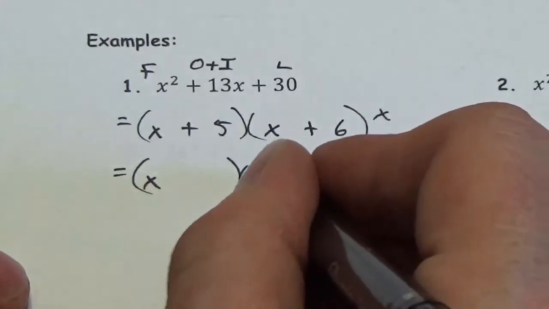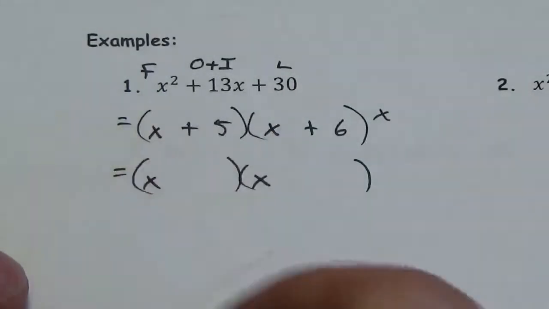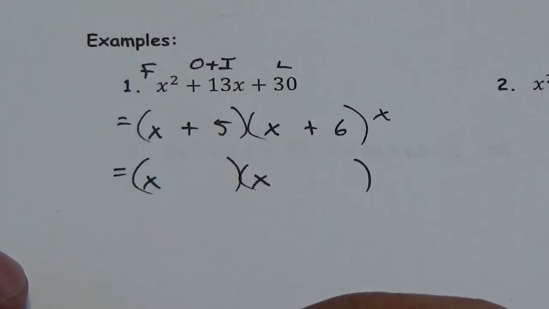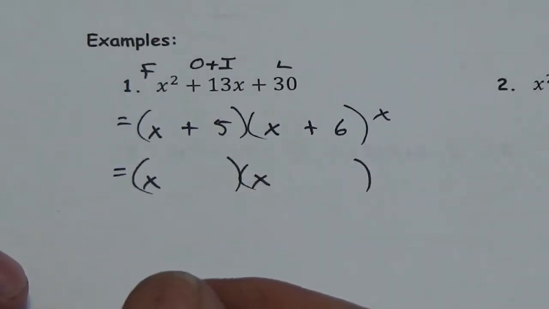Okay, there is only one way to get that 1x squared there. But now I have to look at different factors of 30 here. And the more comfortable you get with this, the quicker you're going to be.